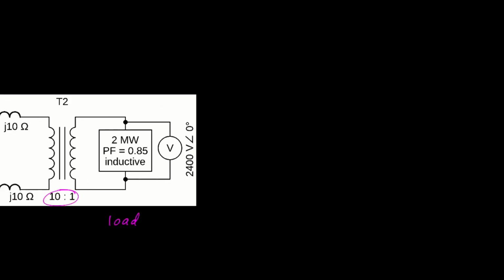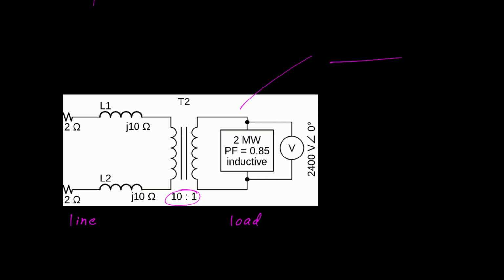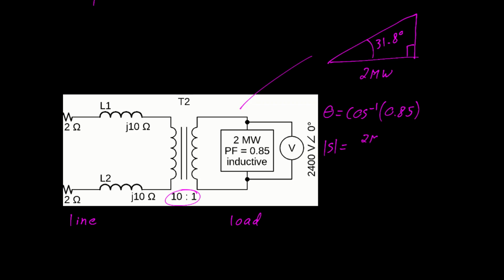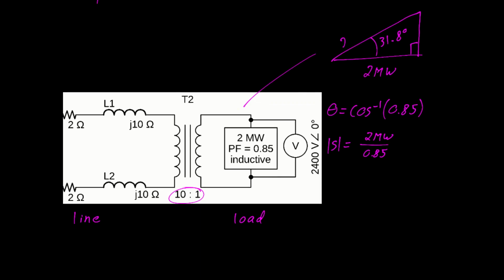Our opening move in this problem is to construct the power triangle for our load. Now we're told it's 2 megawatts, so that goes on the base. We can calculate the angle as the inverse cosine of the power factor. We know it's inductive, so that means our power triangle is pointing up. And then you can calculate the magnitude of the complex power by dividing 2 megawatts by 0.85, which gives us 2.35 megavolt amps.